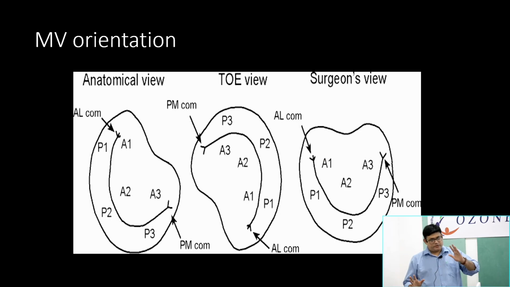Now coming to the orientation of the mitral valve, in the anatomical view, you see the mitral valve as it lies in the body and you are seeing it from above. In TE, we see the mitral valve from behind. So it appears rotated 180 degrees compared to the anatomical view, and the surgeon's view is the one where the surgeon is standing on the right side, and when the LA is opened, he sees the anterolateral commissure to the left, posteromedial commissure to the right.